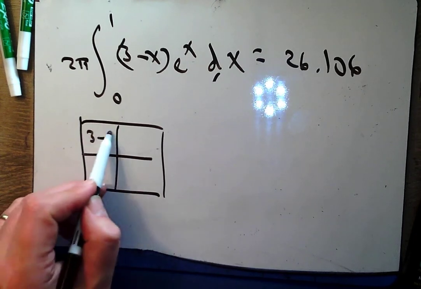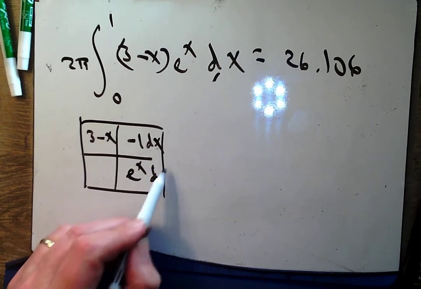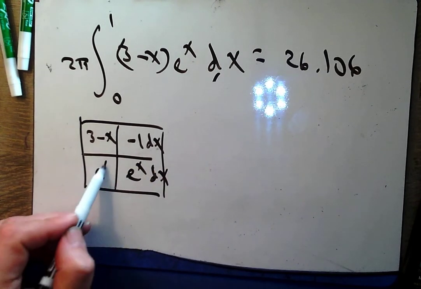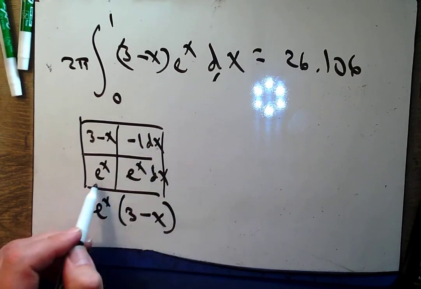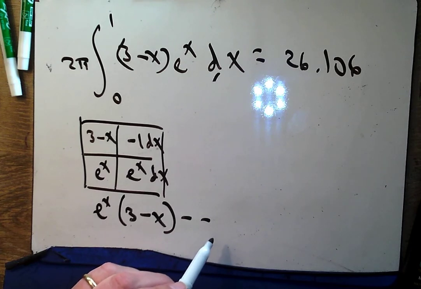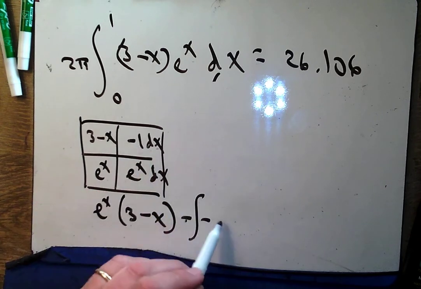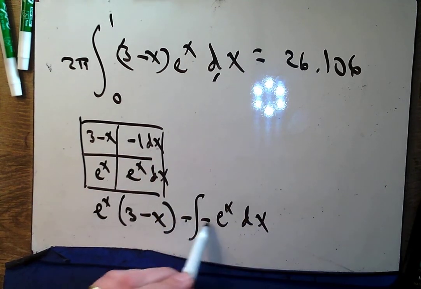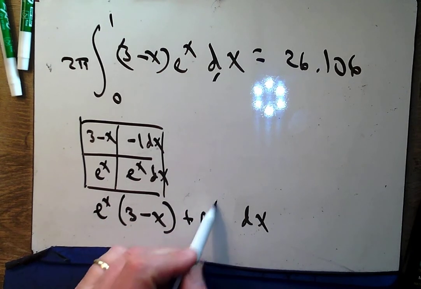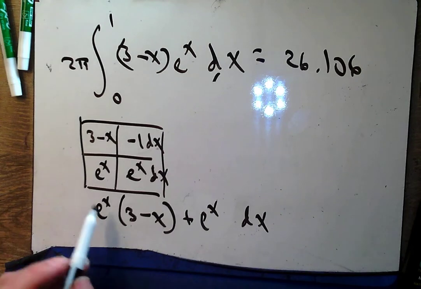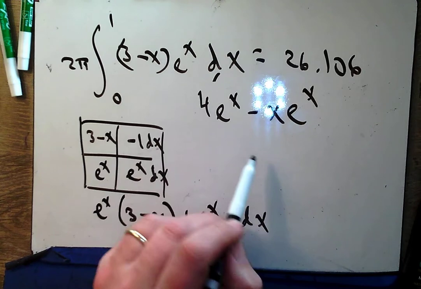So, 3 minus x. This is negative 1 dx. And we have u dx. 3 minus x minus a minus. Because I'm subtracting the integral of this times this. That's going to make all the difference, because now I'm adding an e to the x. So this is plus e to the x. And so now I'm going to have 4 e to the x minus x e to the x.